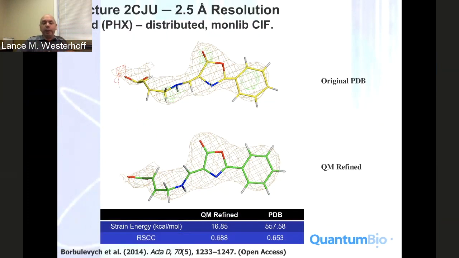Here's the original CIF-based PDB, where you had some difference density back here on the tail end, a little bit of difference density here, a little bit there. Well, all that difference density is gone. Not only do you have a better, lower-strain structure, but you also have something that fits the density better in this case as well.